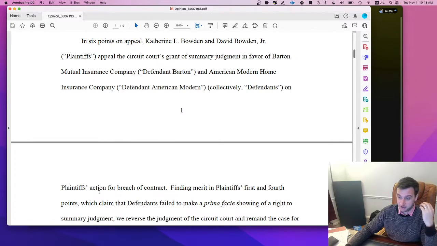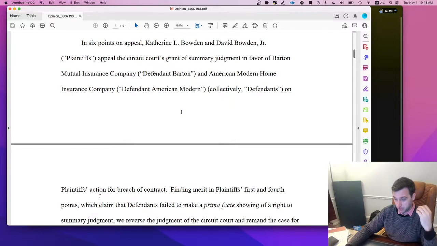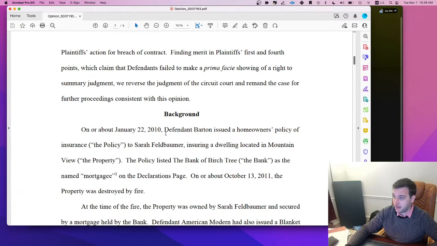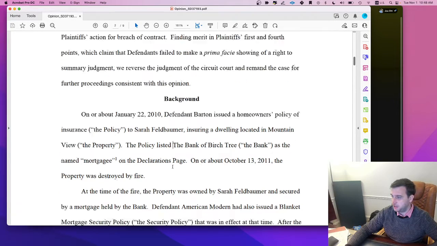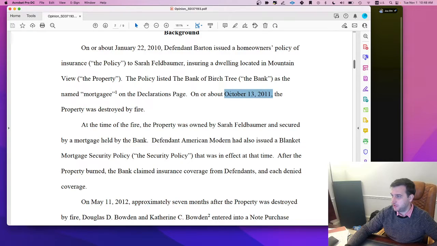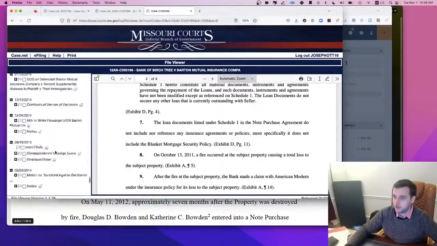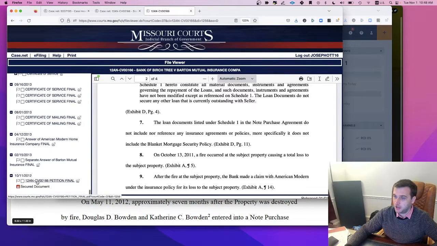And it's indicative of how the courts want us now as civil litigators to get these motions for summary judgment denied so that we can get our jury trial. In this case, there's a dispute that arose over a house that was destroyed in a fire in October of 2011. So this is a pretty old case, and if we look at the original pleadings, you can see that it was actually filed back in 2012 and just now has made its way to the Court of Appeals.